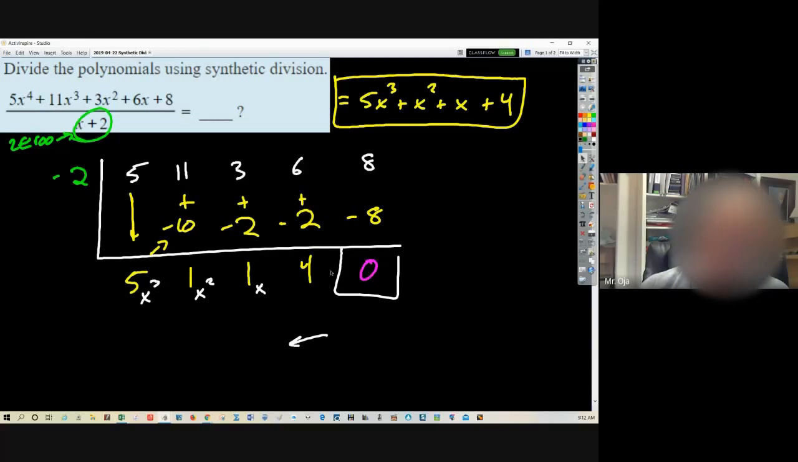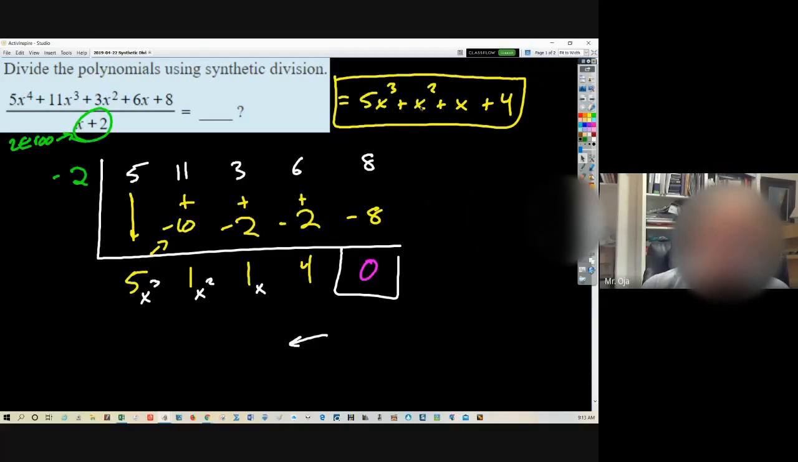And the numbers to the left of the remainder box, those are just the coefficients of x in our answer. Okay, so the number that's immediately to the left, in this case the 4, is always going to be the constant in our answer. And then what I always tell my students to do is just start there and work your way up from there. So that's the constant. The next number is the coefficient of x. The next number is the coefficient of x squared, and the next number is the coefficient of x cubed. So our answer is just 5x cubed plus 1x squared.